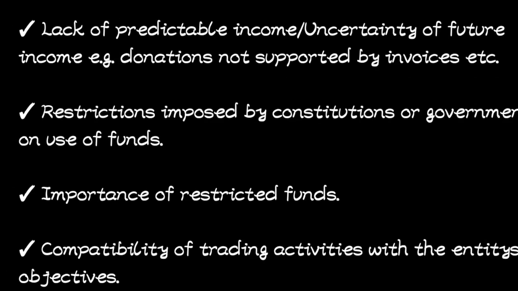Then another risk is lack of predictable income or uncertainty of future income. Like those not-for-profit entities are not certain of the money that they're going to get in future, since they just rely mostly on donations and subscriptions, because people can decide not to donate or people can decide to donate more than expected. So there is unpredictability of their income.